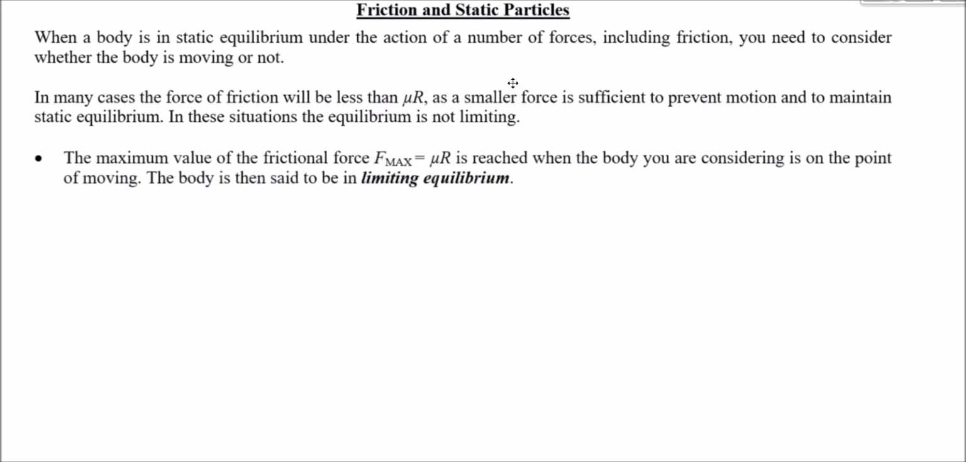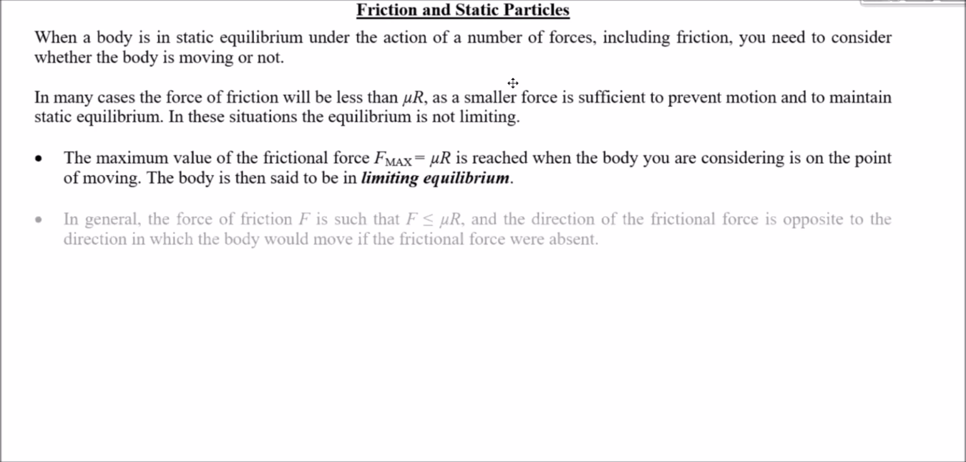However, if the maximum value of the frictional force is reached, Fmax equals mu R, that's when the body you're considering is on the point of moving. So the body is then said to be in limiting equilibrium. In general, the force of friction F is such that F is less than or equal to mu R, sometimes labelled mu N, and the direction of frictional force is opposite to the direction in which the body would move if the frictional force were absent. So using those ideas, let's have a look at some further worked examples.